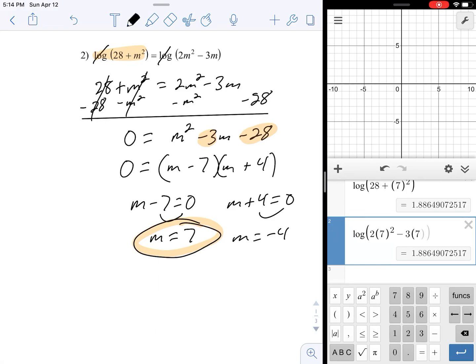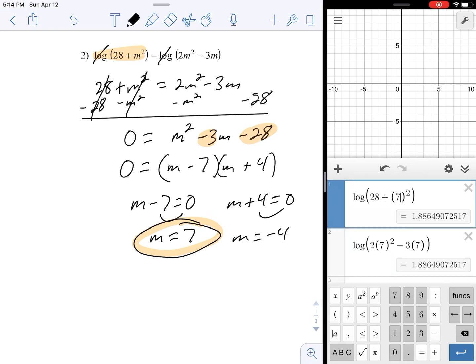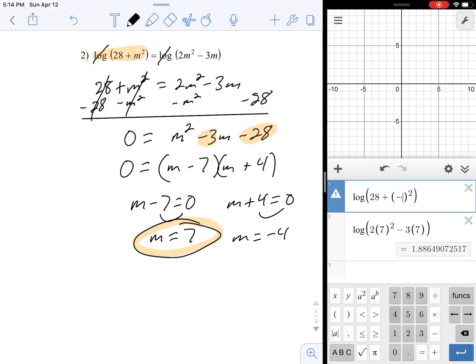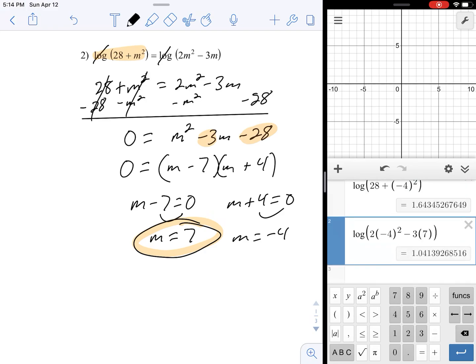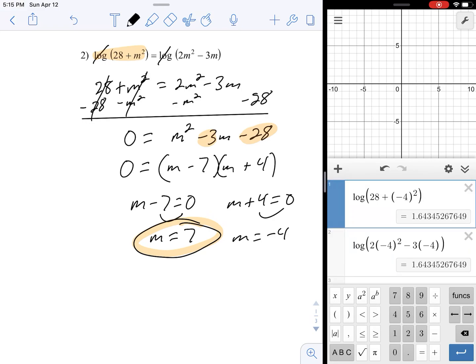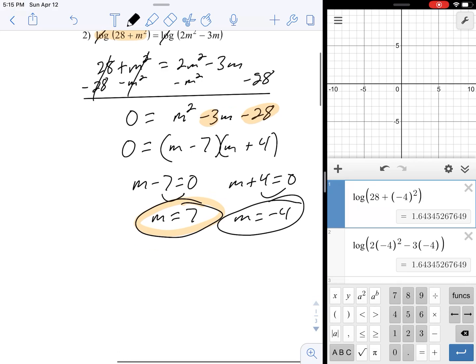Now we need to do the same thing with negative 4 and see if that's a good answer. And I'm going to be lazy about it. I'm just going to go up here and change this 7 to a negative 4. Change this 7 to a negative 4. Change that 7 to a negative 4. And again, the same answer, 1.6435. And then up here, same thing, 1.6435. So that is also a good answer. So those are the answers, and that'll often be written like this.